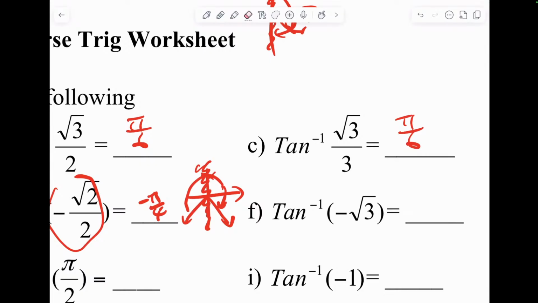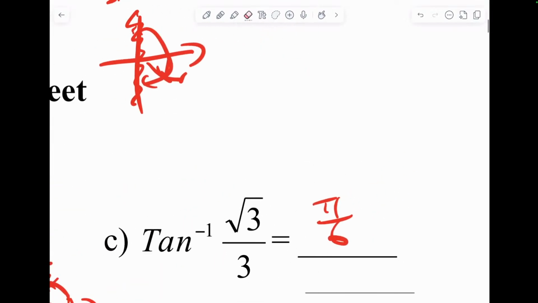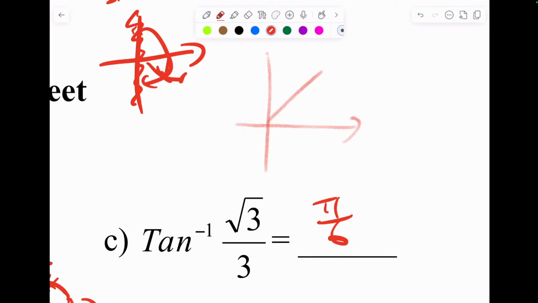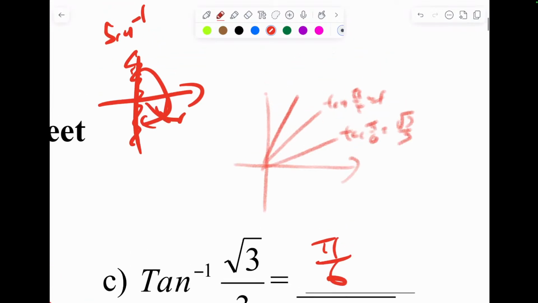Okay, but I'll give you the drawing, so hopefully you can figure it out. Tangent of pi over 4 is equal to 1. Tangent of pi over 6 is square root 3 over 3. And tangent of pi over 3 is equal to square root 3. So what would it be?